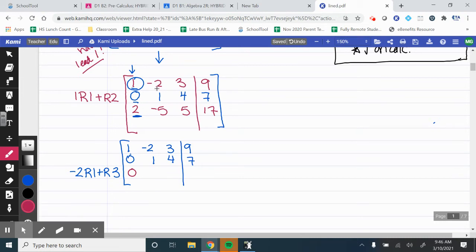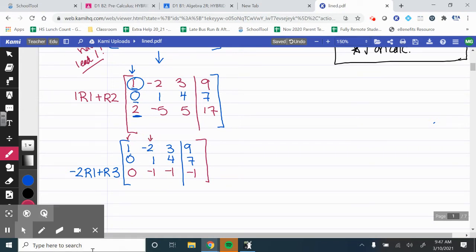-2 times -2 is 4. Minus 5 would give you -1. -2 times 3 is -6, plus 5 is -1, and -2 times 9 is -18, plus 17 is -1. Okay, so now we are done with column 1. We've got a lead 1 and zeros below it. Now we're going to focus on column 2.